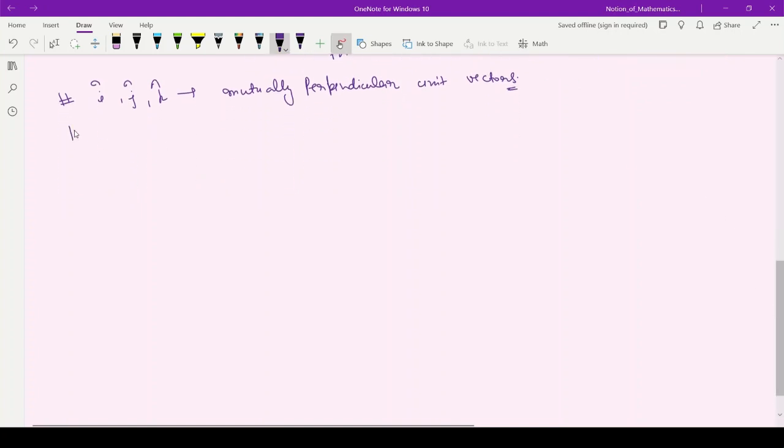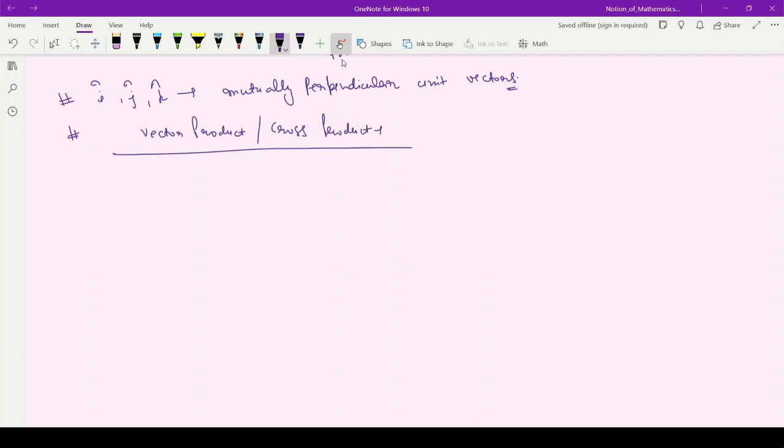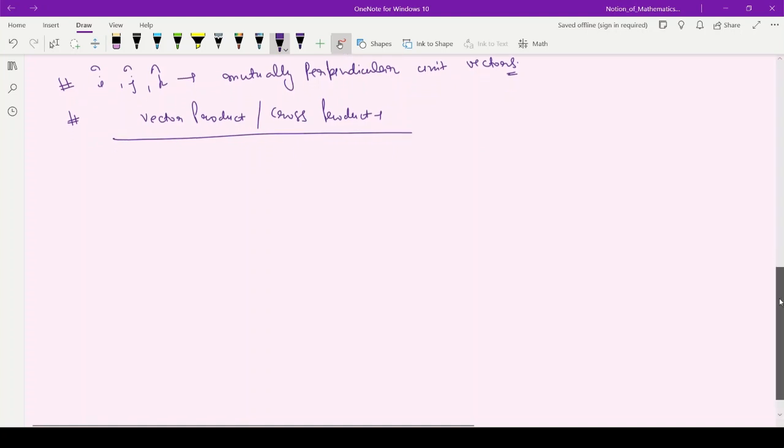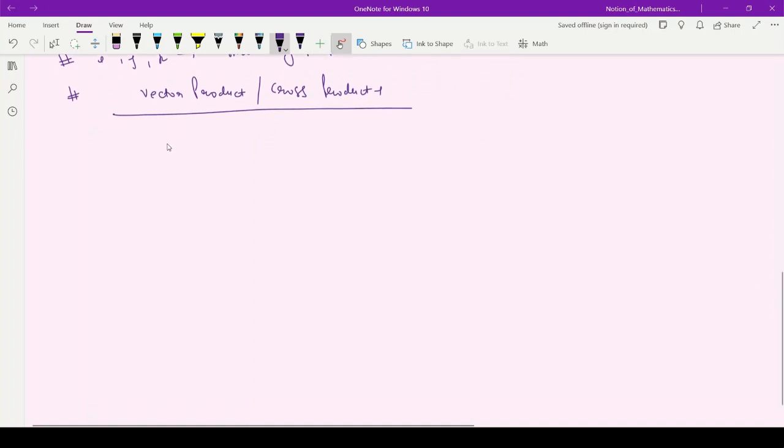So now it's time for the next concept, known as vector product or cross product. What do we mean by this vector product? A vector cross B vector is mod of A vector mod of B vector sine theta into n cap. And in this regard there are some results.